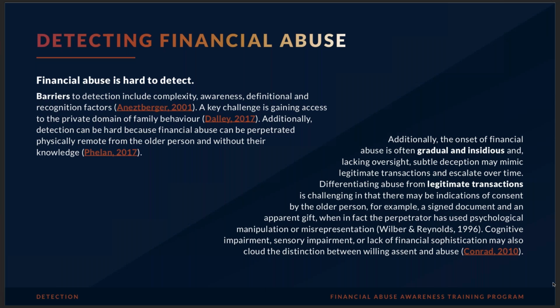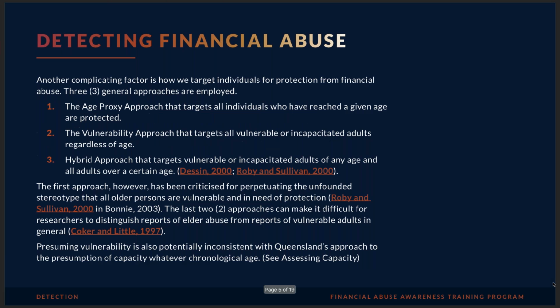Financial abuse is hard to detect. The barriers include complexity, awareness, definitional and recognition factors. A key challenge is gaining access to the private domain of family behaviour. It's also hard because financial abuse can be perpetrated physically remote from the older person and without their knowledge. The onset of financial abuse is often gradual and insidious, and it's very difficult to differentiate abuse from legitimate transactions. It's also important to note that cognitive impairment, sensory impairment, and lack of financial sophistication can cloud the distinction between a willing assent and abuse.